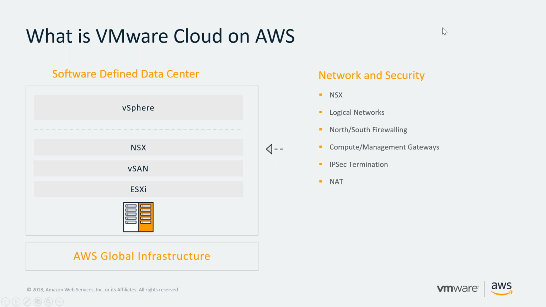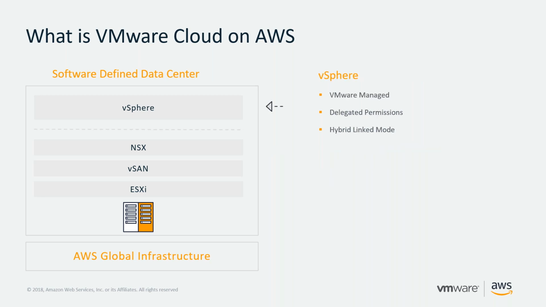From a network and security standpoint, it will utilize NSX, and does have the option for logical networks. Then you can also set up north-south firewalling to protect your environment as well. You do have a compute and management gateway. IPsec termination can take place, and then also with NATing, you can control that as well with vSphere. So it is VMware managed. You can delegate permissions, and you can even enable hybrid linked mode if you want to have that single pane of glass view.